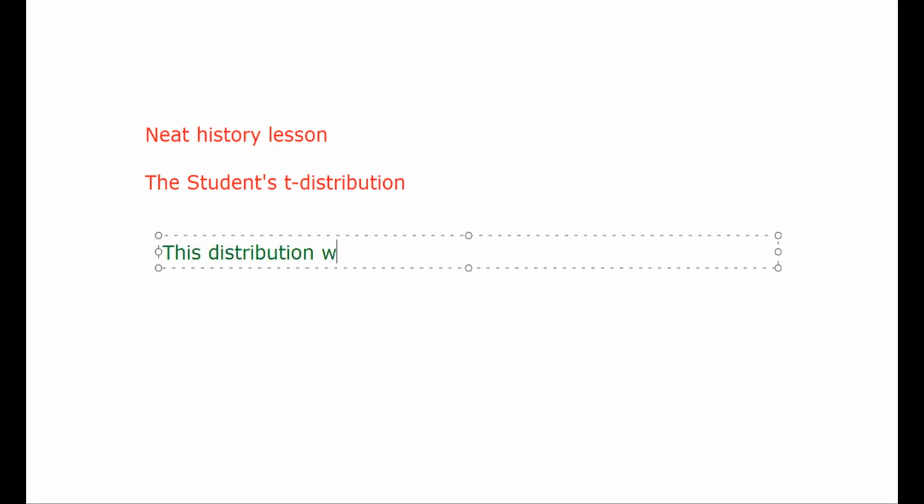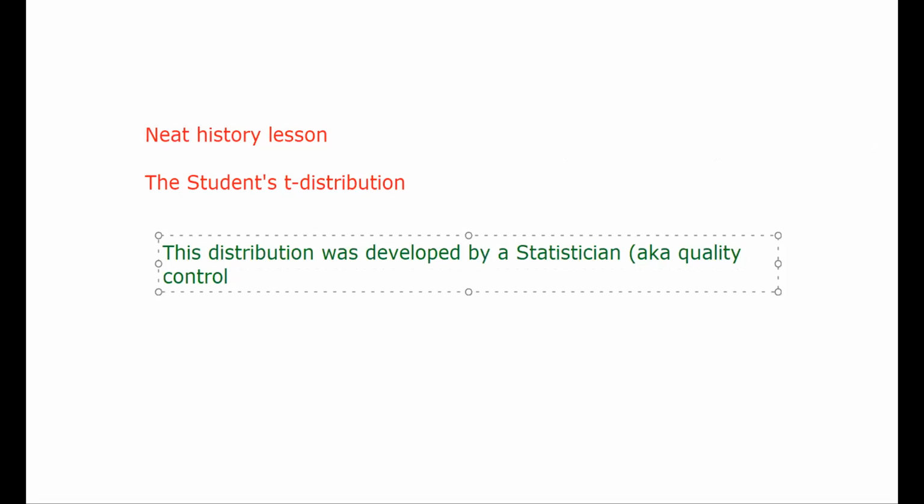This distribution was developed by a statistician, aka a quality control employee of the Guinness Brewery. And when I say Guinness Brewery, I'm not talking about some cute little pop drink. I'm talking about beer. I'm talking about Guinness beer that I'm sure most of you have heard of before. It's served at many, many bars. It's a stout, dark beer.